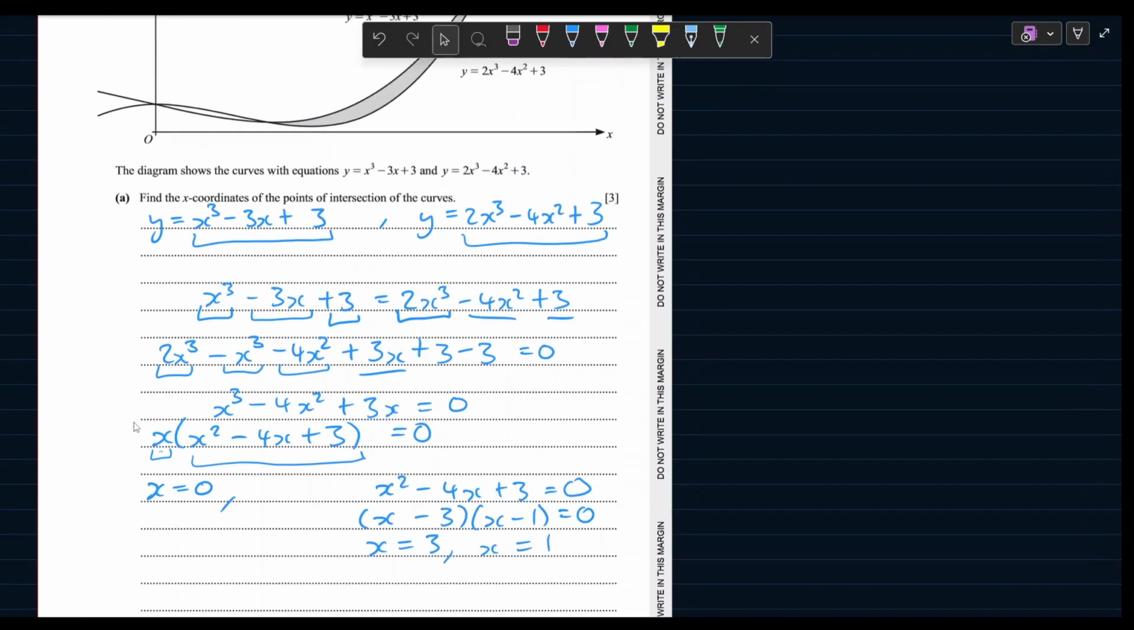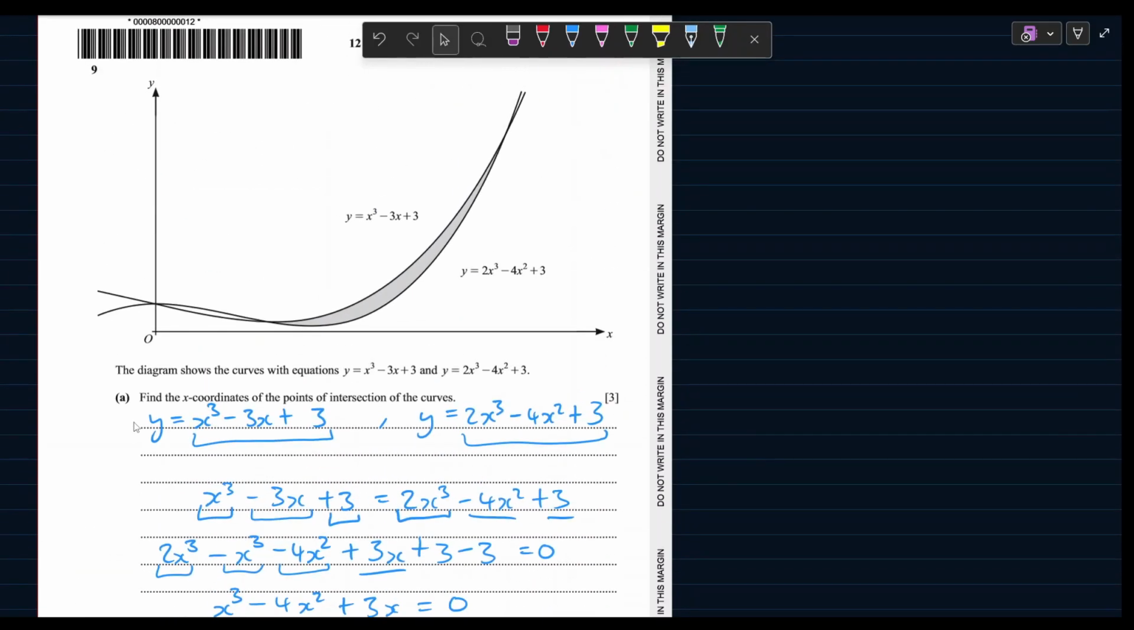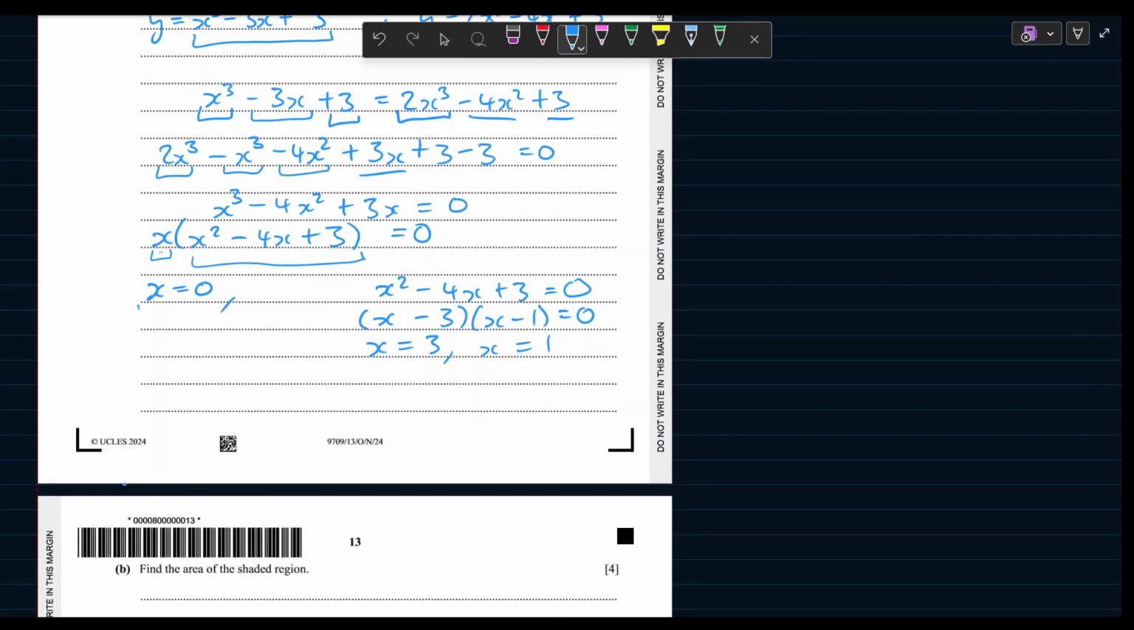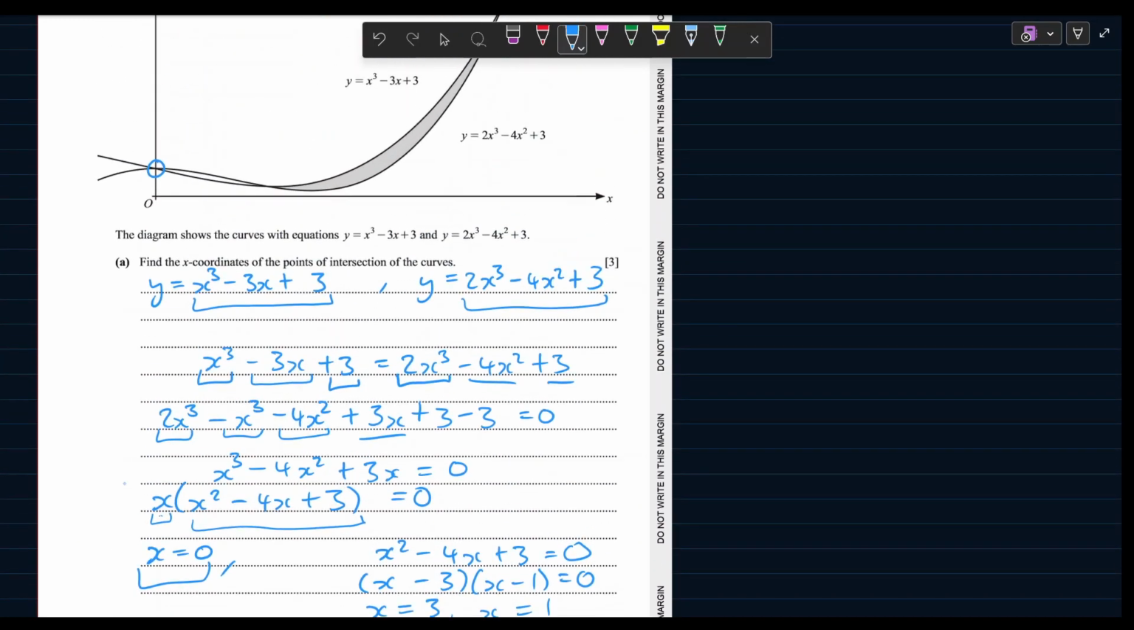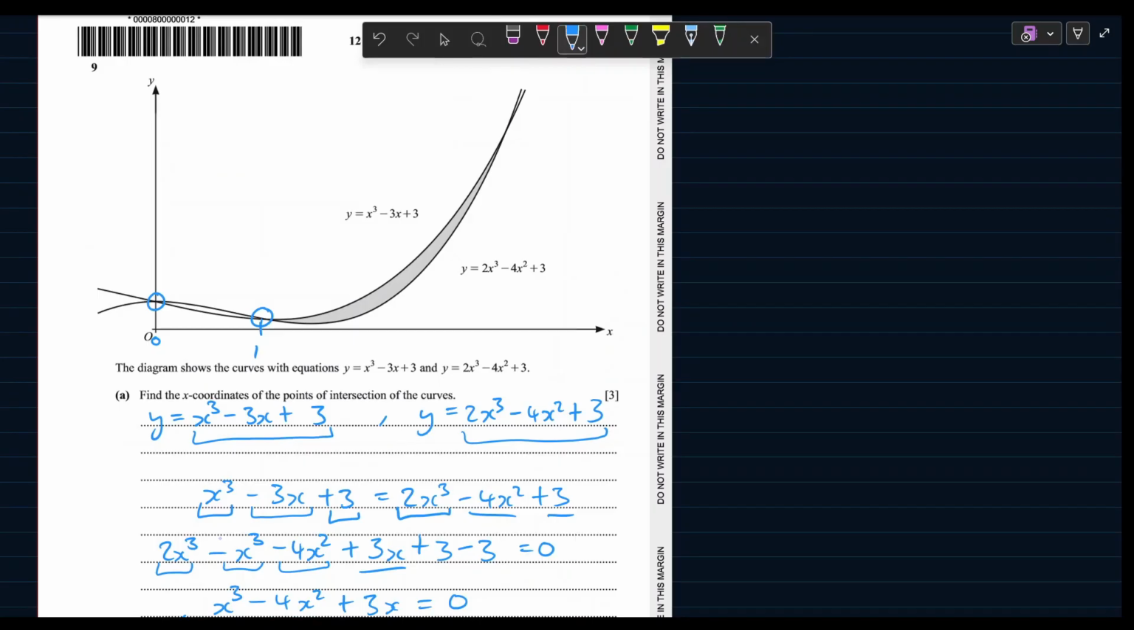Now let's see our points of intersection. There are 3 points of intersection here. There's this first point of intersection that we got from x is 0. And then there's the next point of intersection that would be at x is 1. So this is 0, this is 1. And the final one is at x is 3. So somewhere there we must have x is 3.